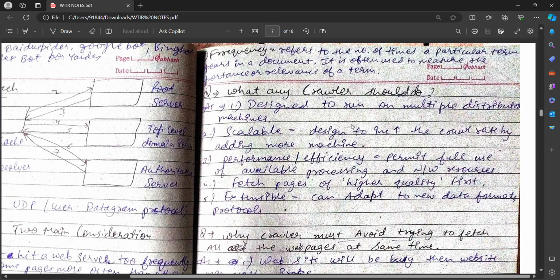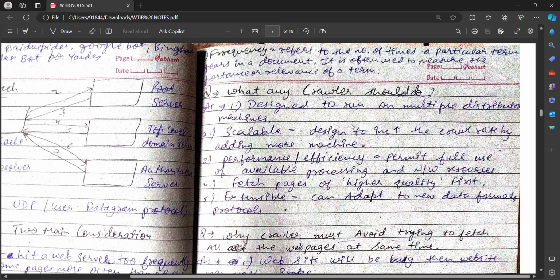First, it is designed so that it can run on multiple machines. Another is it should be scalable so that it can increase the crawl rate. Third comes the performance, or you can say the efficiency. Performance or efficiency basically means that our crawler should permit full use of available processing and network resources.